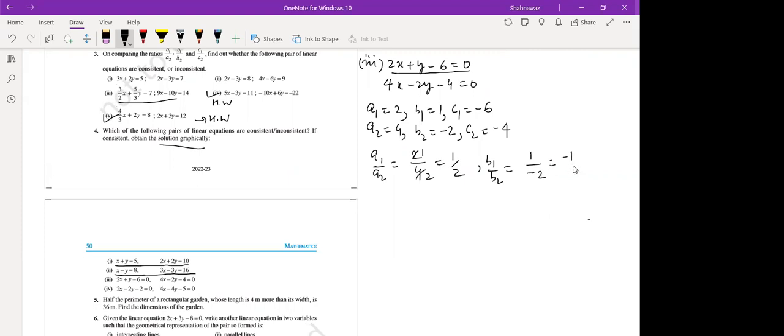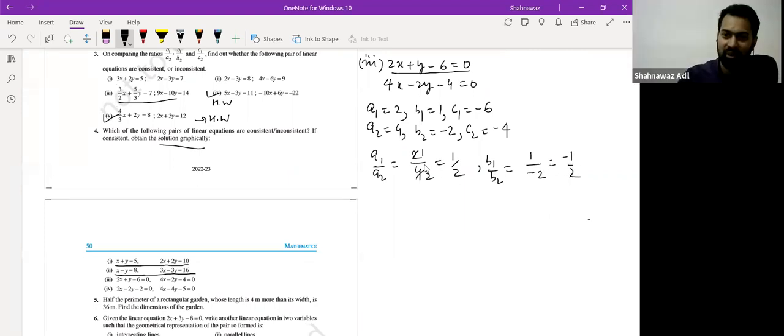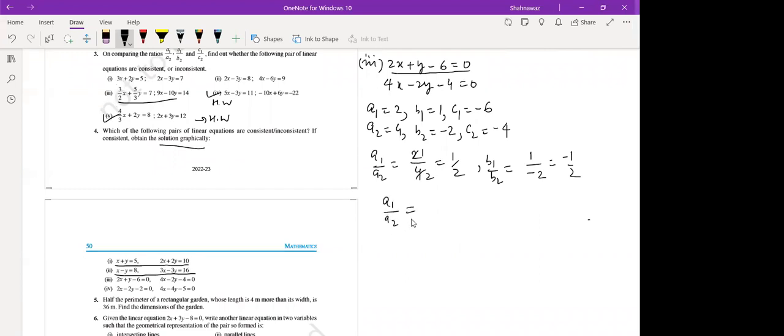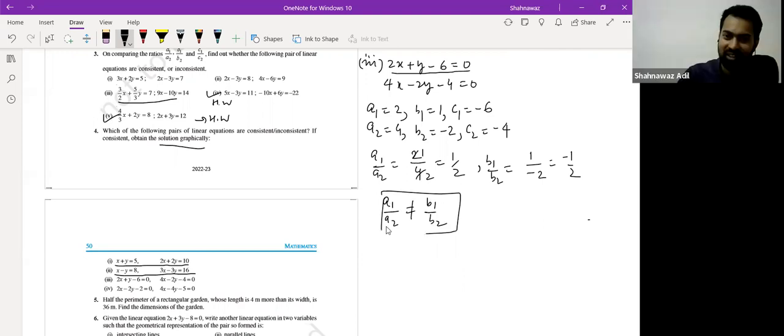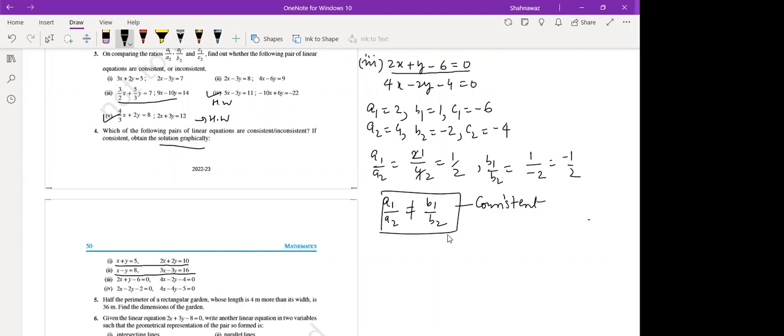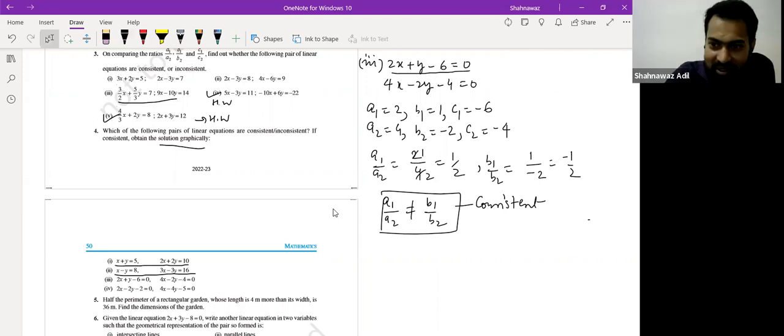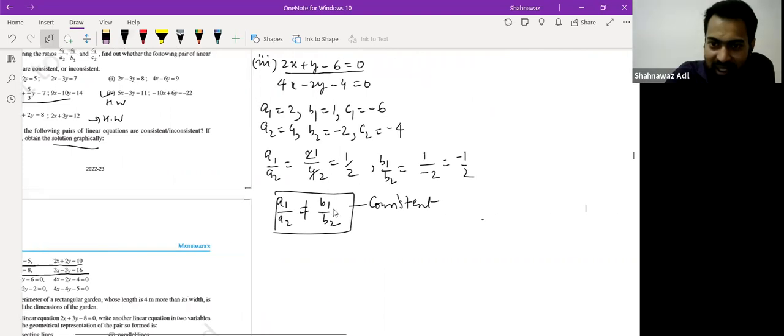Yes, sir. So we stop here because we see that A1 by A2 equals B1 by B2. So this is consistent. So you'll have to make a graph, right? Yes, sir. Okay, so let's just move this side.